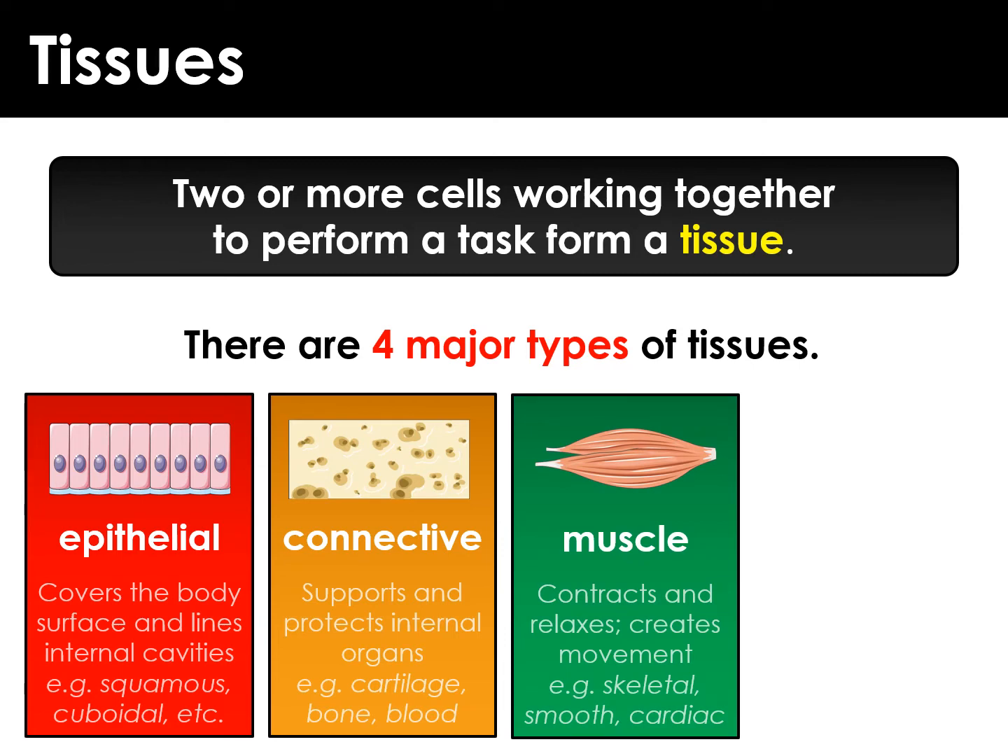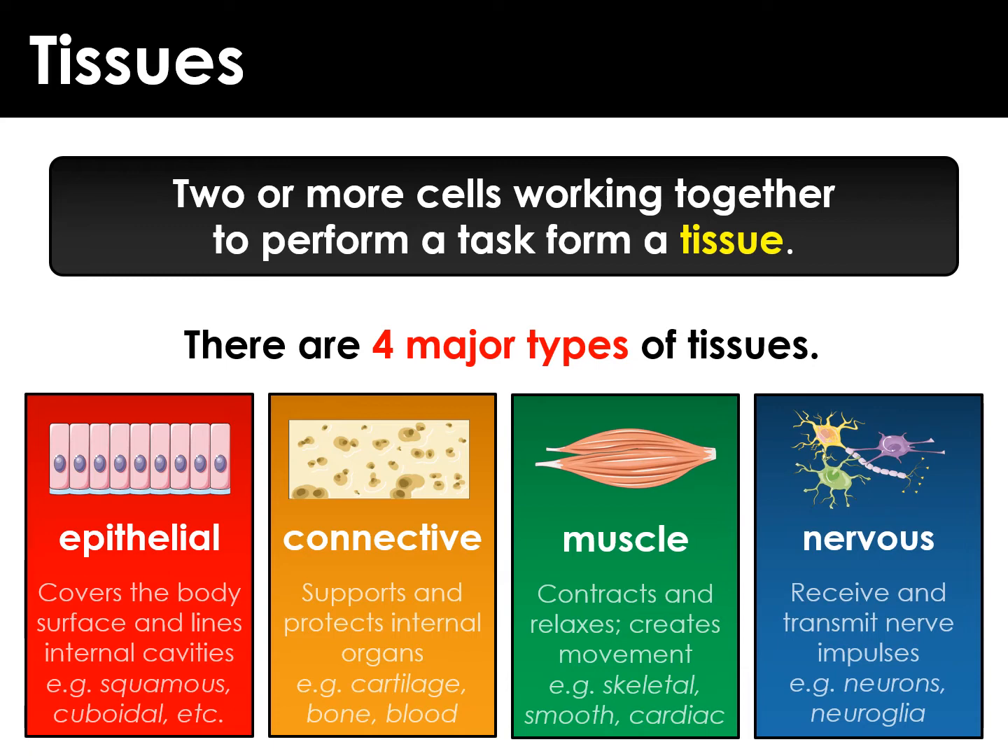Muscular tissue is a special type of excitable tissue that is capable of contracting and relaxing, and in doing so, it can help to create movement. We have three types of muscle tissue. They are skeletal muscle, smooth muscle, and cardiac muscle.